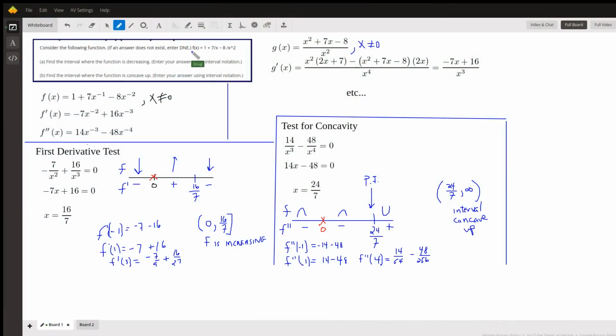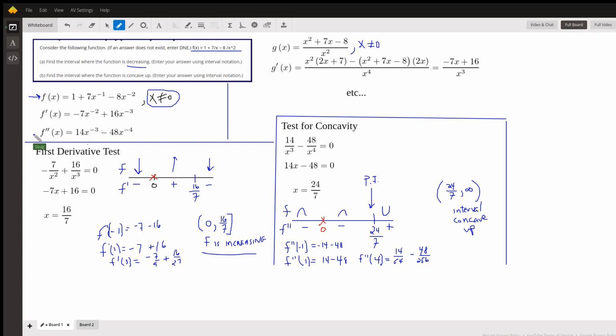For this function right here, we are going to find the interval of decrease. Ooh, I think I wrote increasing. Okay, we'll change that. And find the interval where the function is concave up. On this row, I've rewritten f of x with negative exponents, so it's easy to find the first derivative. Note that x cannot equal 0. It's not even in the domain of the original function.